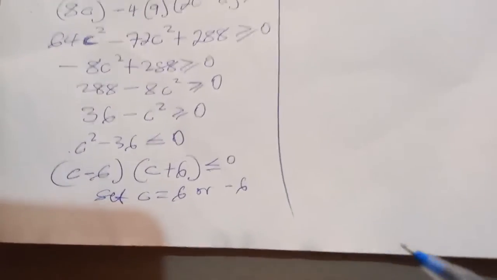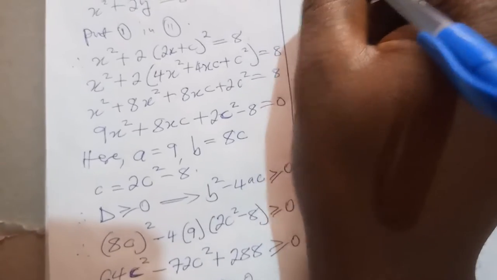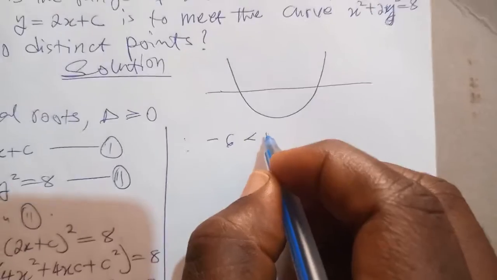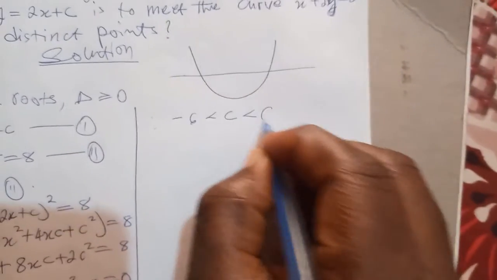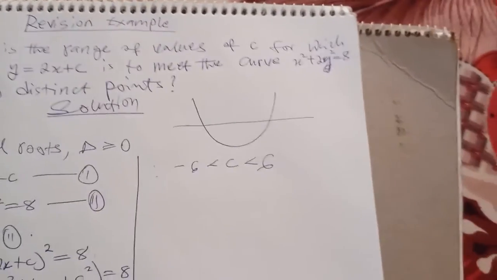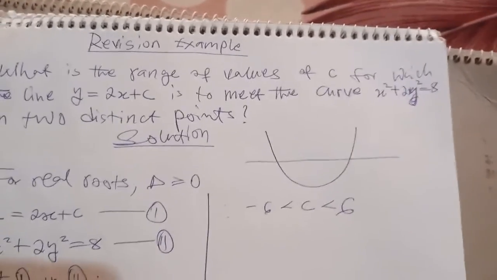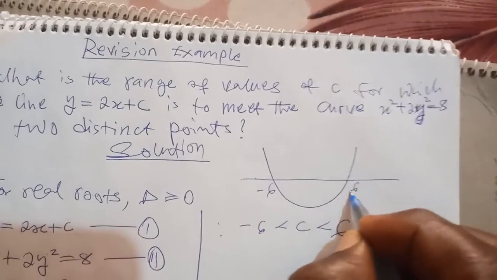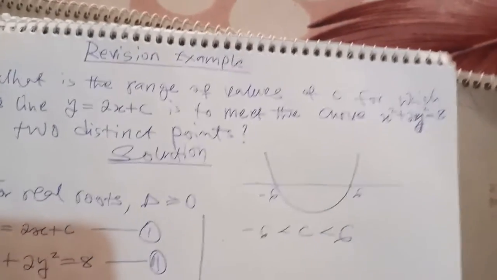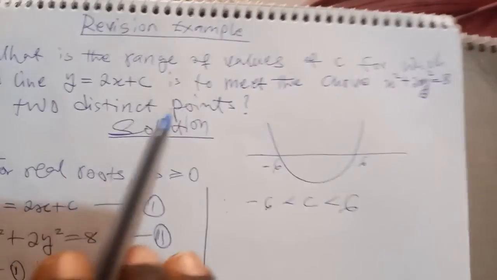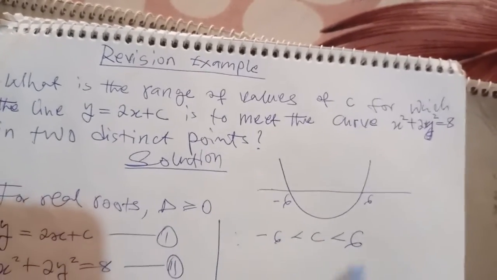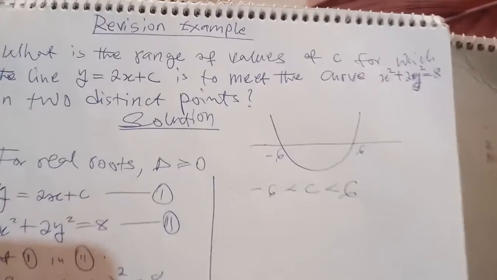Which one is the smaller value? It is minus 6. You write it now like this: minus 6 is less than c, less than 6. That's your solution. This is the range of values for which that expression holds. So we have minus 6 here, and here we have plus 6. What is the range of values of c for which the line is to meet the curve in two distinct points? These are the range of values of c, like this and like this. All right. Thank you.